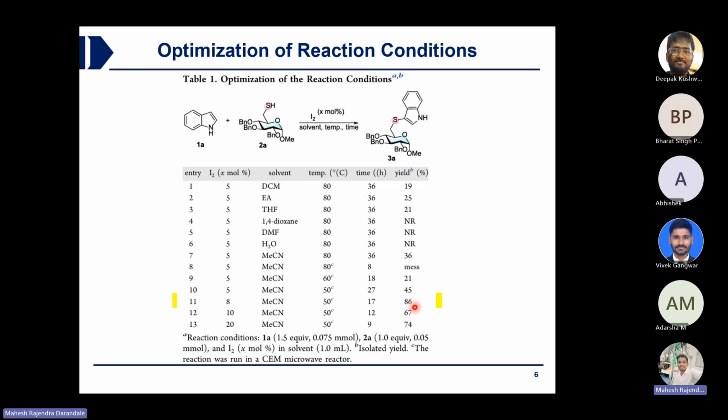Different catalytic percentages they have tried, like 10 mole percent and 20 mole percent, but while increasing the catalyst percentage, the yield was decreasing. So basically 8 mole percent was the optimized condition for this reaction. Then they tried this reaction on different kinds of substrates.